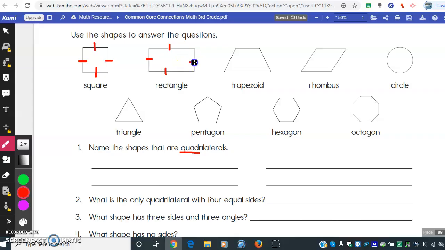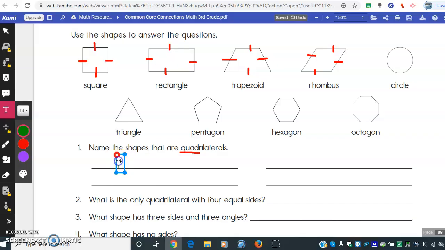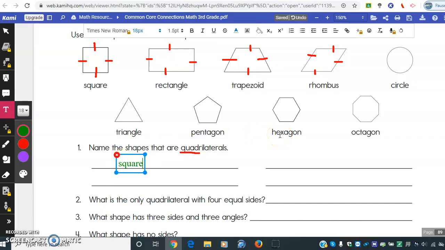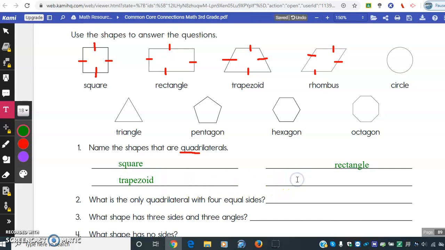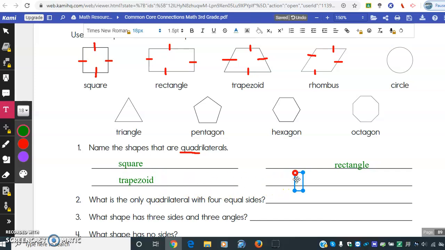This shape also has 4 sides. The rectangle. This shape also has 4 sides. The trapezoid. And this shape has 4 sides. The rhombus. Those are the 4 shapes listed up here with 4 sides. So we're going to go ahead and write those in here. The square, the rectangle, the trapezoid, and the rhombus. There we go.